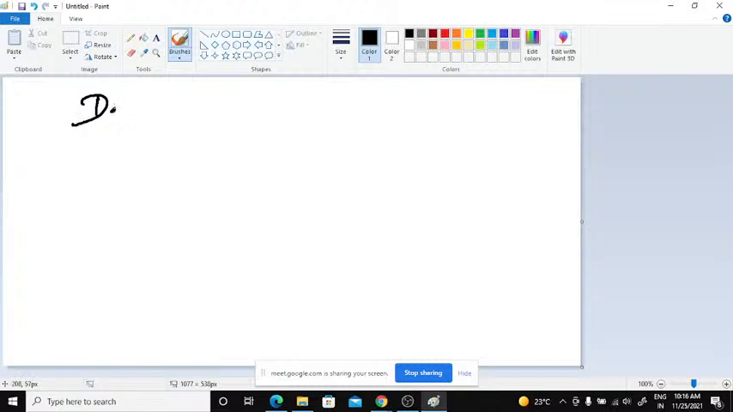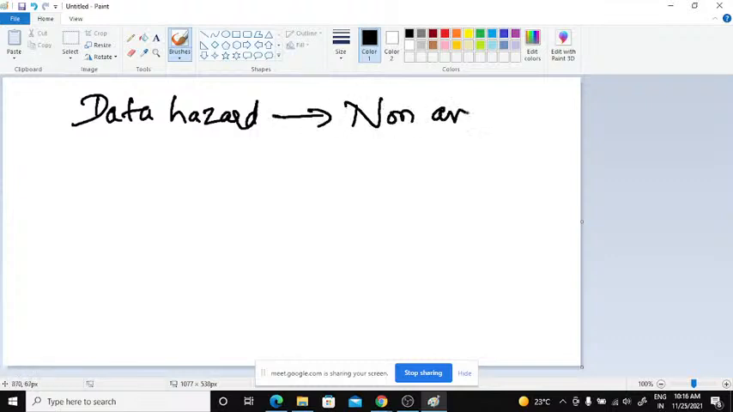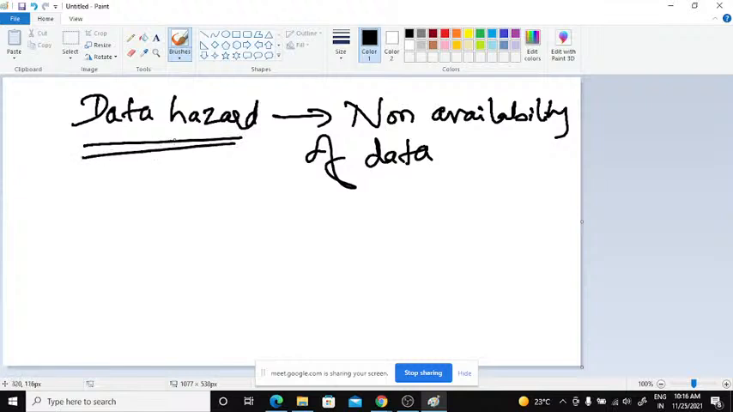Okay, so data hazard, where due to the non-availability of the data, that is source operand, if it is not available, data hazard will occur. Data hazard means what? Hazard means delay.